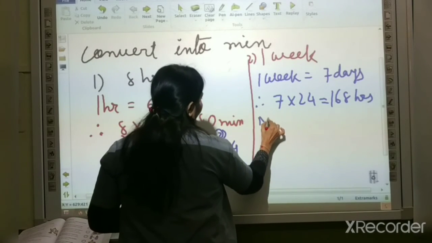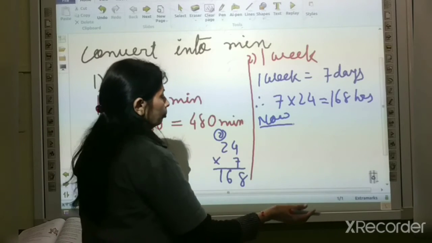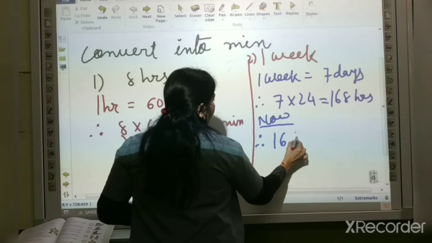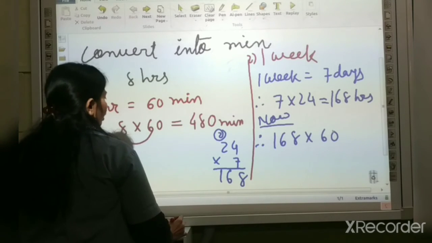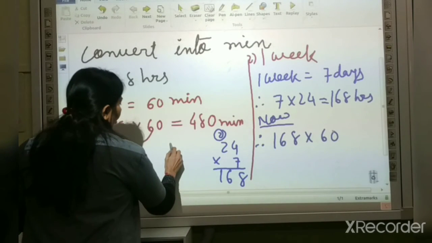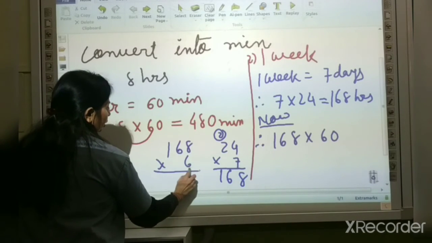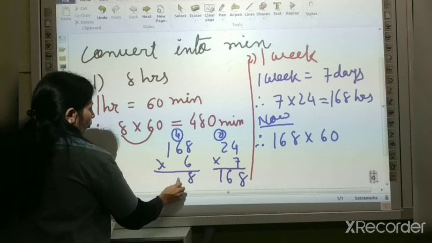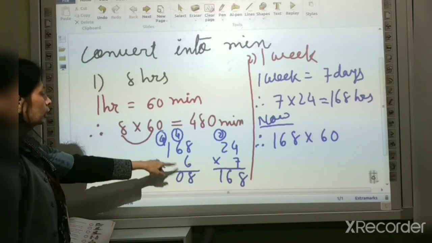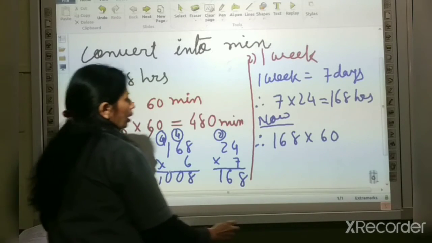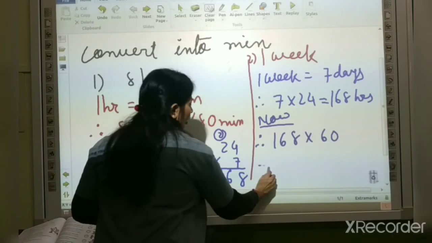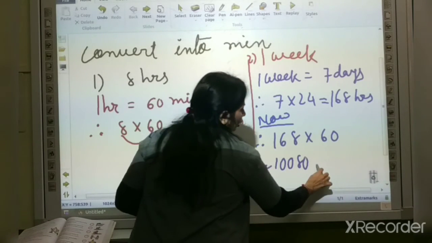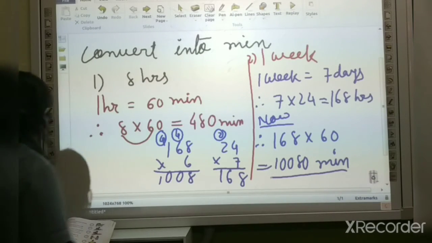Now convert hours into minutes. Right? So you know very well 1 hour is equal to 60 minutes. So here we do 168 multiplied with 60. Right? Now here we do multiplication. So 168 multiplied with 6. 6 eights are 48. 6 sixes are 36 plus 4, 40. 6 ones are 6 plus 4, 10. Now put 0 on the right side. So the answer is, right, 10,080 minutes. Clear?